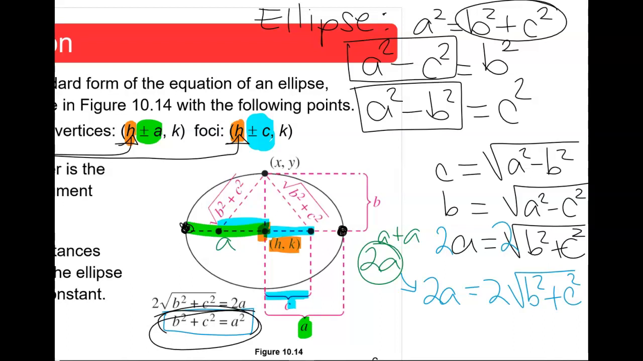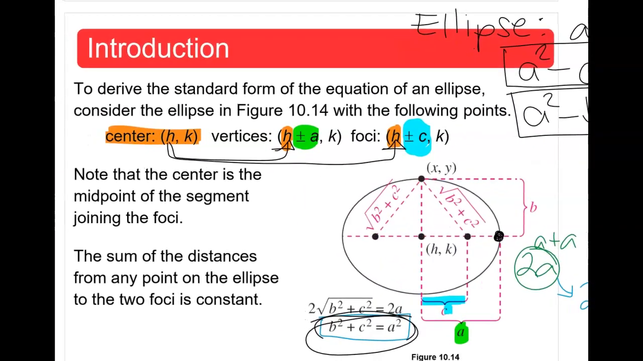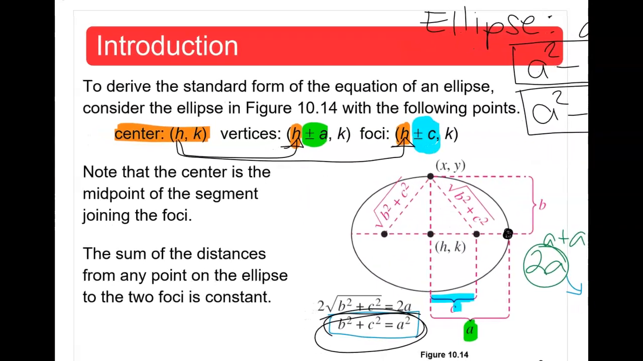So, I'm going to just erase some of the stuff I have here. As you can see here, we were using the definition of how a point could be, if we take a point and we connect any, and the point could be anywhere on the ellipse. So for example, that point could be here.